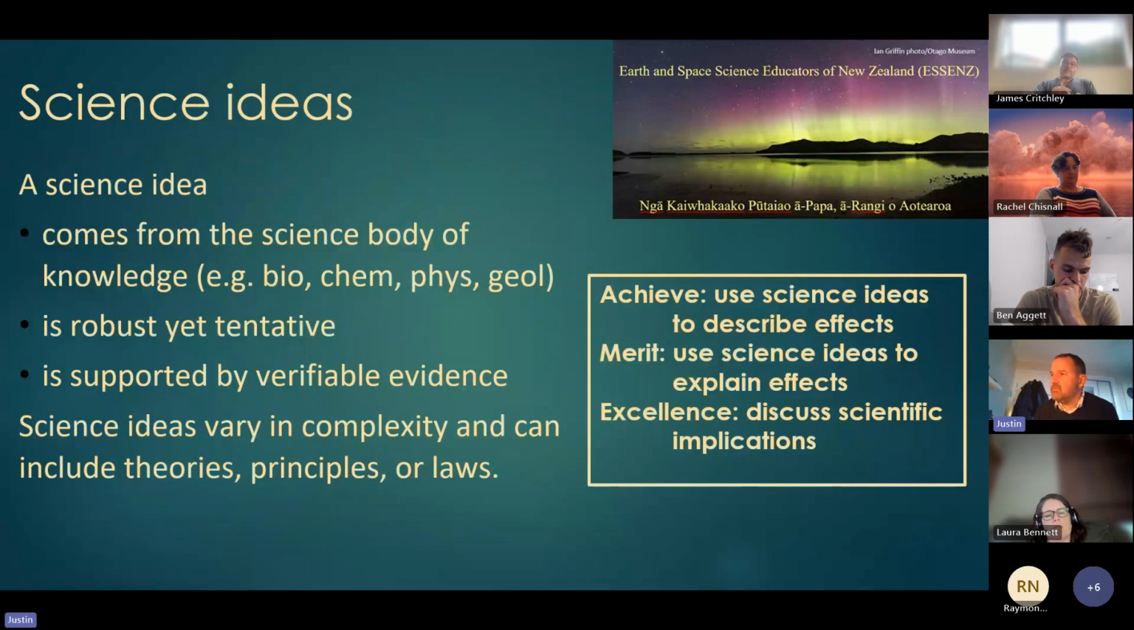So science ideas are robust, yet tentative, so you can never really prove anything in science, but you can always prove something wrong. And the really, really big one for this standard in particular is supported by verifiable evidence. A lot of students aren't always supporting their work with verifiable evidence, but it's really good practice, and it adds so much weight to their work, to their writing, if they give that verifiable evidence in there, like the graphs and tables that they can refer to, or the data that show the change before and after is a really good way to do that.